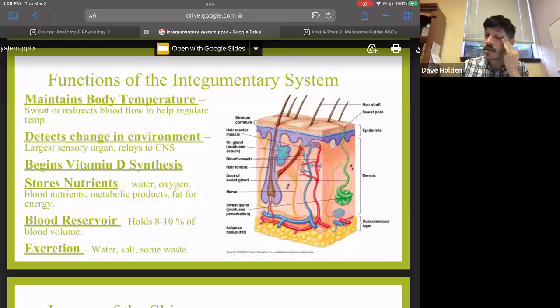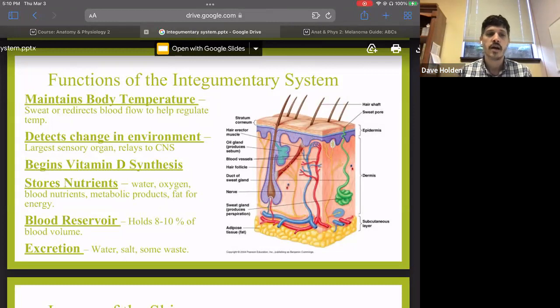The skin also serves as a repository for nutrients. The skin will store various nutrients like water and oxygen, particular blood nutrients, metabolic products, fat. So the subcutaneous fat, right? That fat that sticks under the skin. That's when you get like the underarm wobble or like the little turkey wobble. The skin is storing adipose tissue to make sure that we have ready energy sources really close and available if the tissues ever need them.